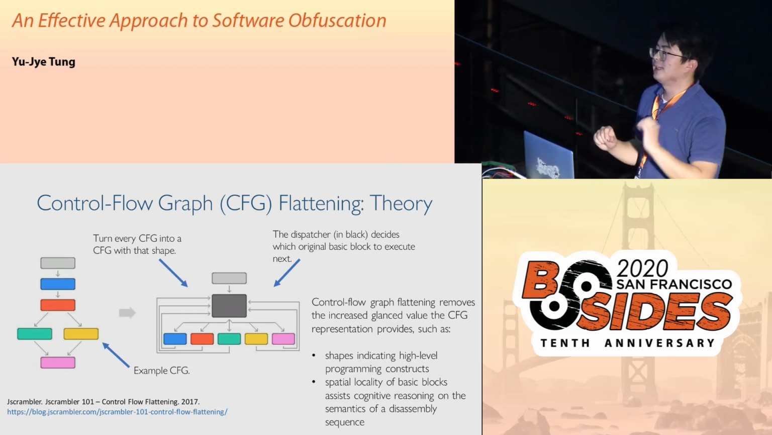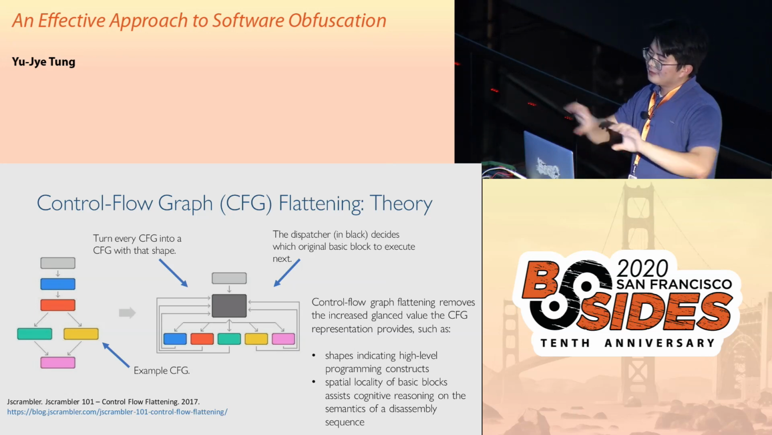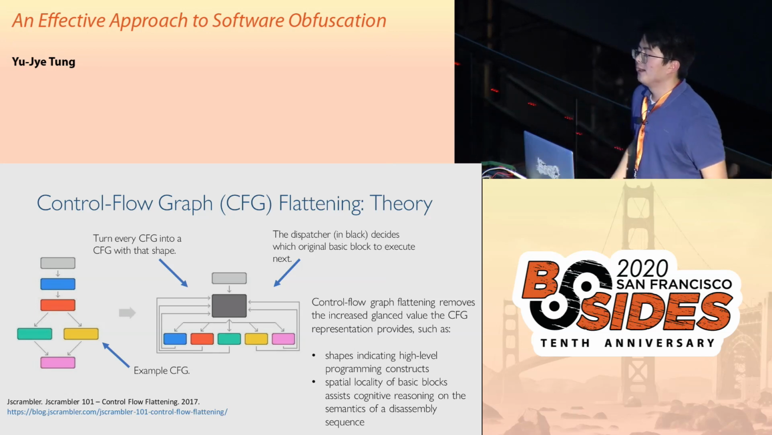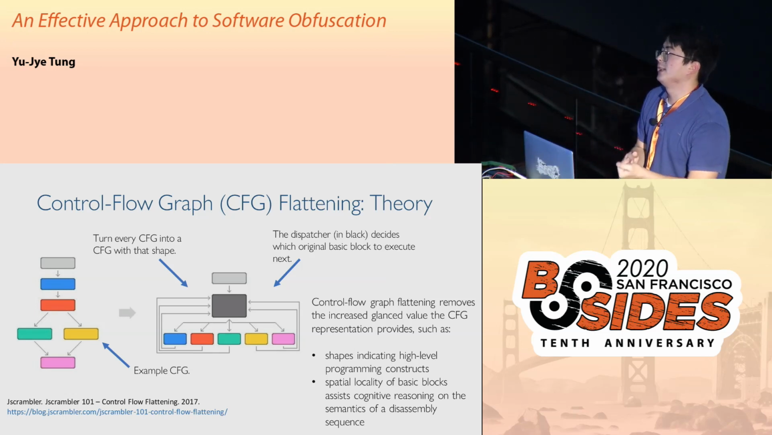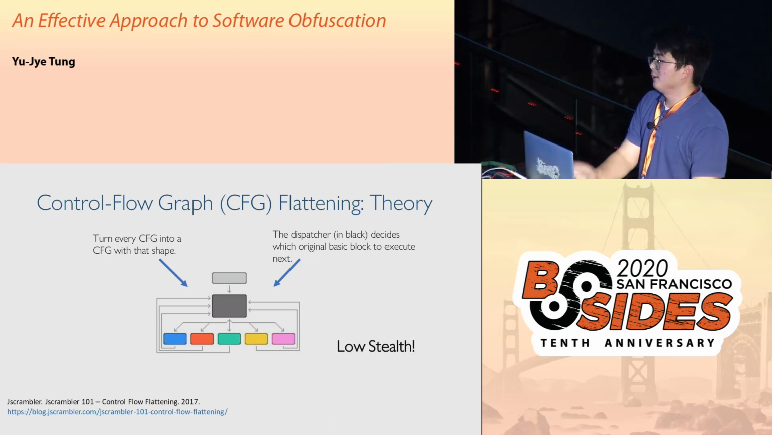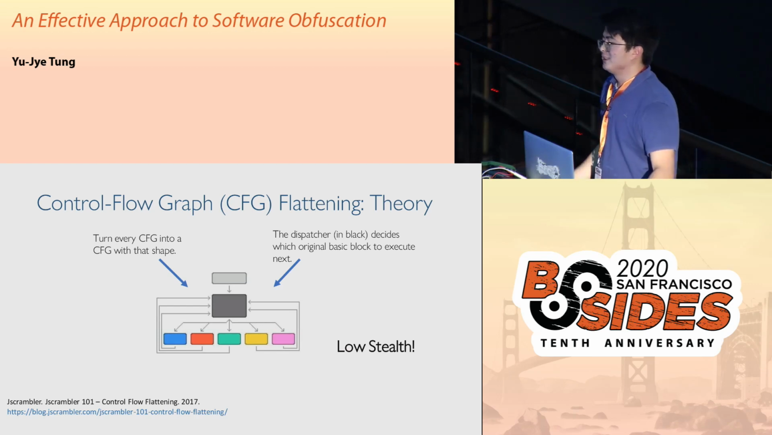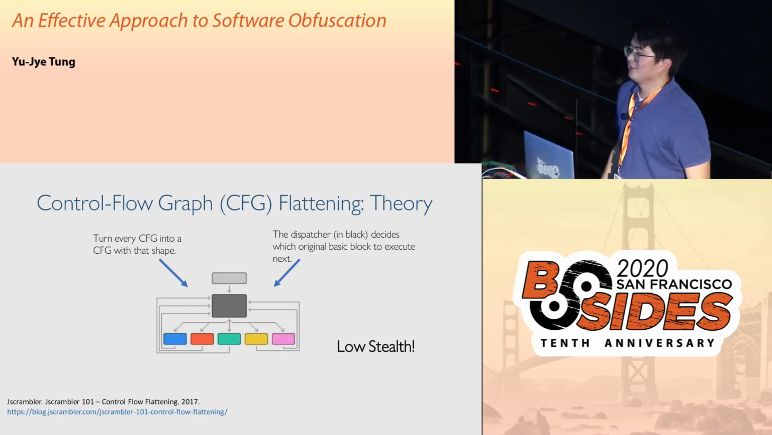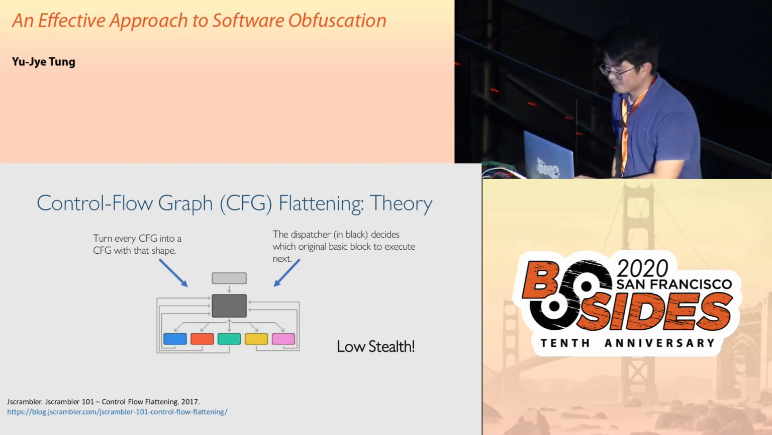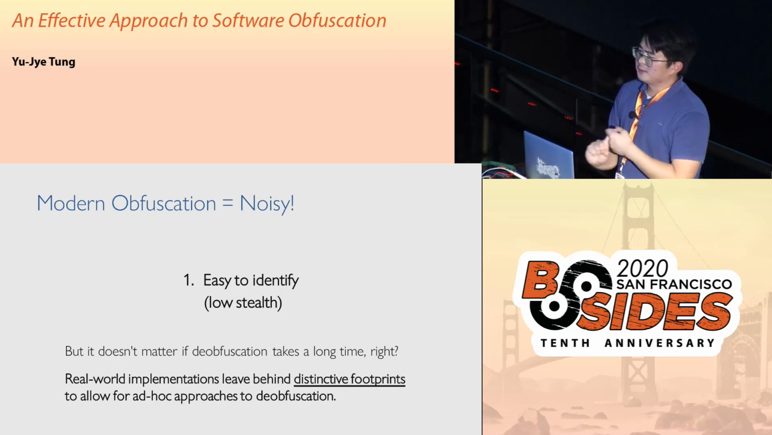It takes each original basic block from the original CFG, flattens them at the bottom of the new CFG, and then adds a dispatcher that chooses which original basic block to go to. So essentially, post-obfuscation by this particular transformation will make every control flow graph look like this. So why does this have low stealth? Well, that's because all the transformed CFGs will have that particular distinctive shape. So modern obfuscation is noisy. It is easy to identify because it has low stealth.